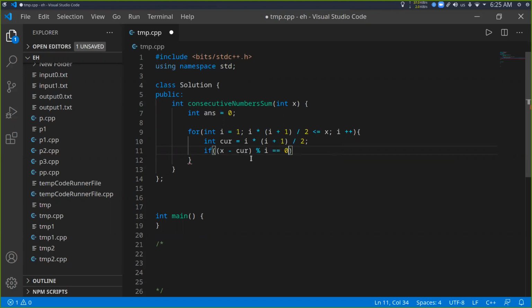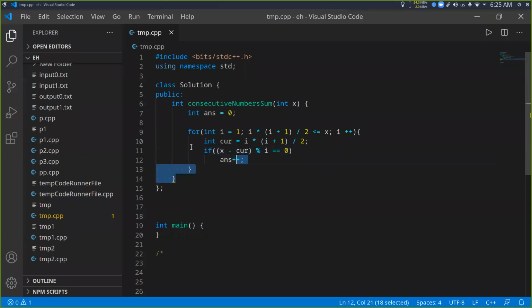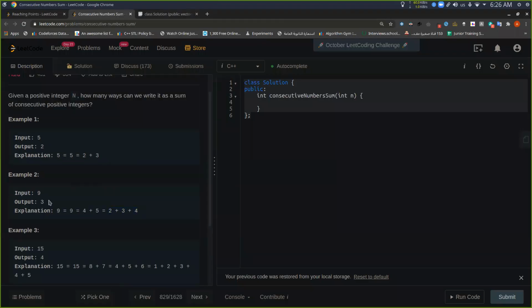So if x minus current is divisible by I, then I could add I times once, right? So then answer plus plus. That's it. That's how to calculate the answer. So for example, let's see one example here. Let's take 9.